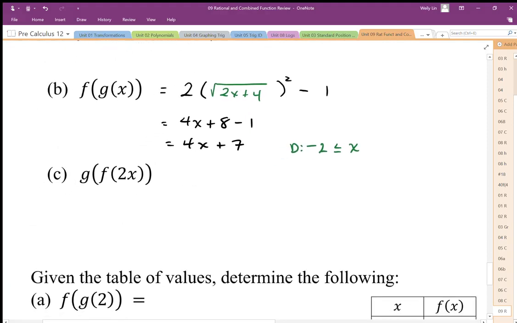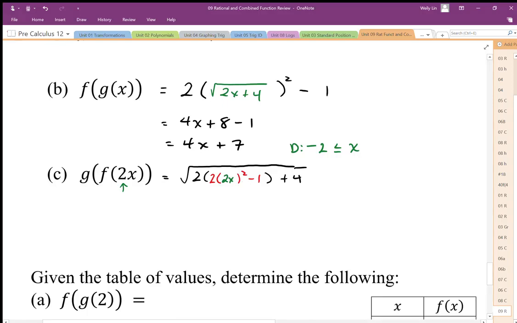Looking at this next function, g of f of 2x, we're going to start with the g function. It's going to be the square root of 2 times x plus 4. We're going to embed the f function inside. It's going to be 2x squared minus 1. And since there is an embedded function inside of f, we have to embed the 2x here. So we need to make sure that we observe the right domain.